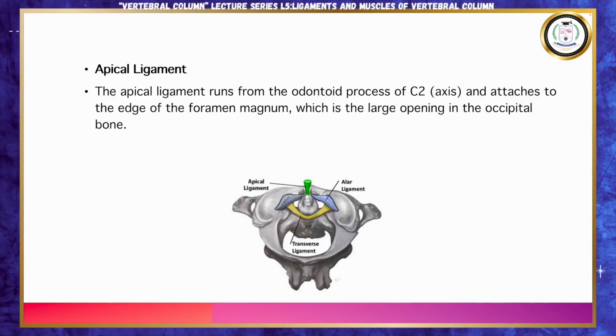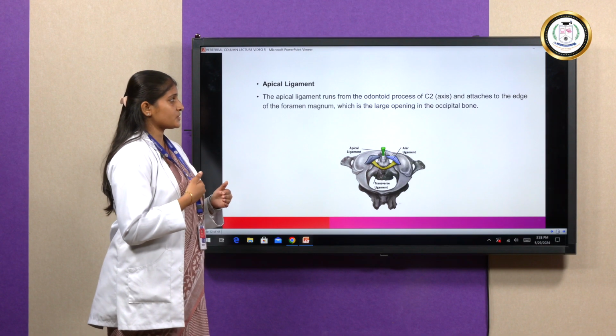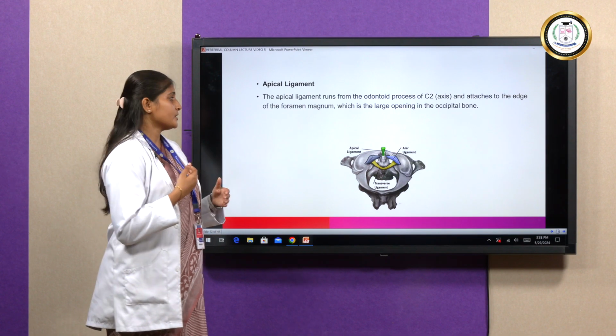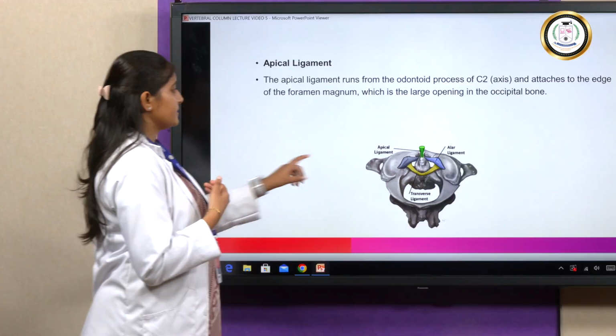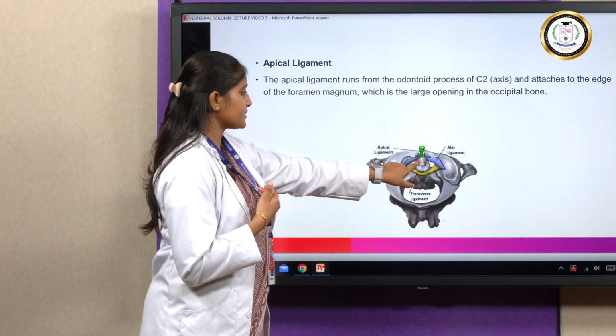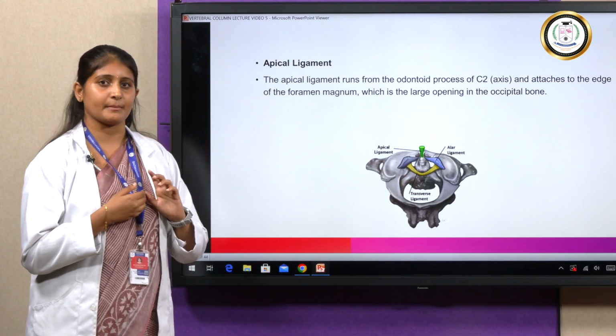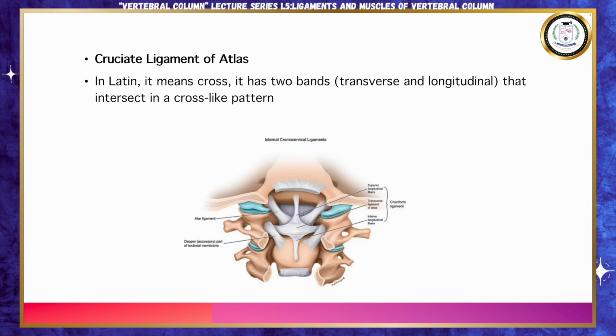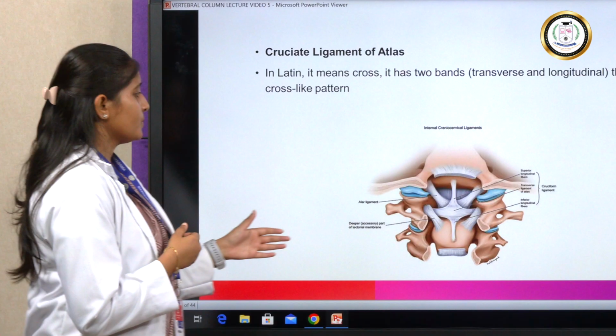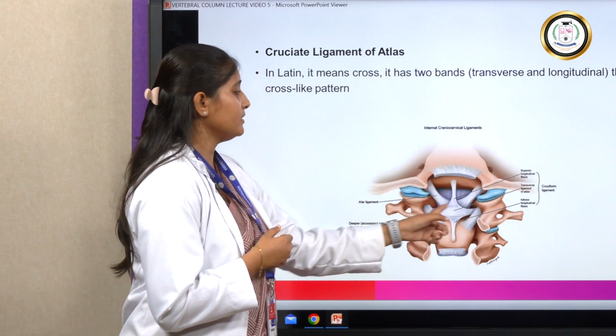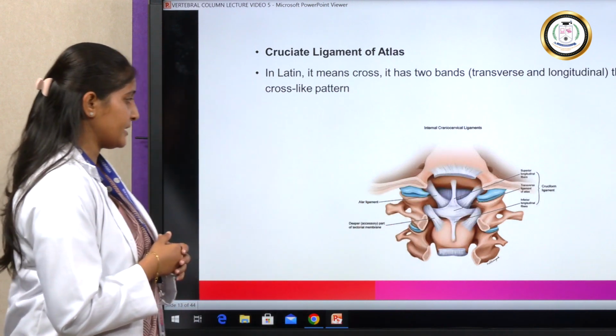Next we have the apical ligament. This apical ligament runs from the odontoid process of C2 and attaches to the edge of the foramen magnum, which is the largest opening of the occipital bone. So this apical ligament runs from the odontoid process and extends to the foramen magnum. Next, we have the cruciate ligament, which is a cross-shaped structure running between the vertebral laminae.